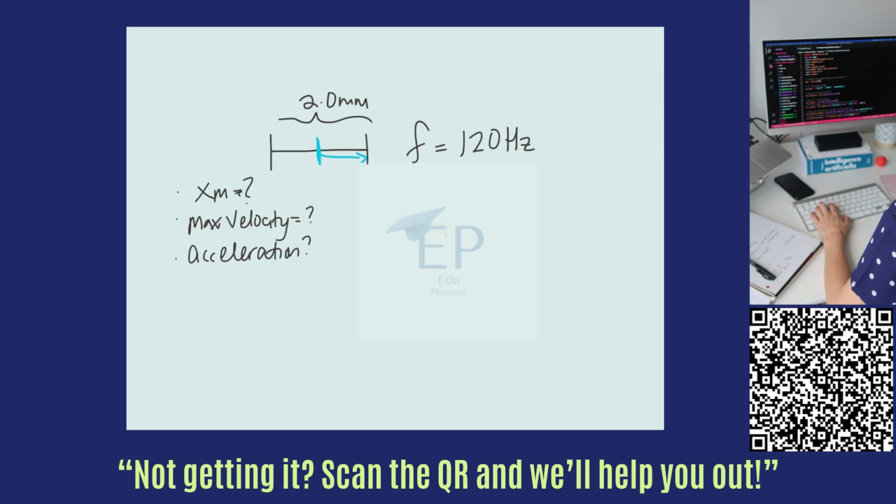So our XM is actually just going to be the 2 millimeters divided by 2, splitting it in half. So XM equals 1 millimeter.